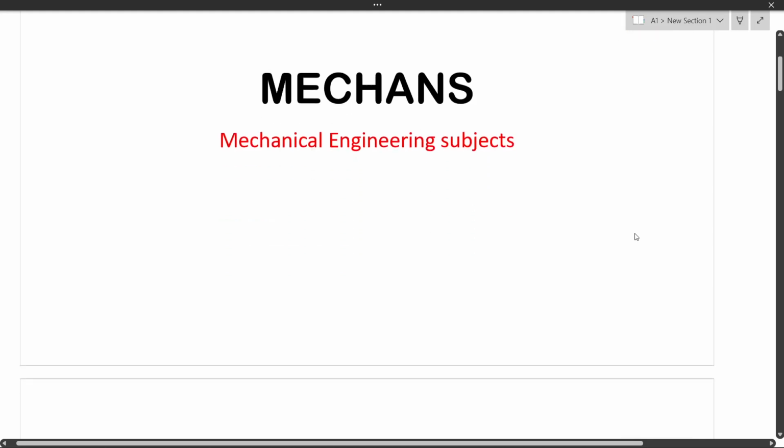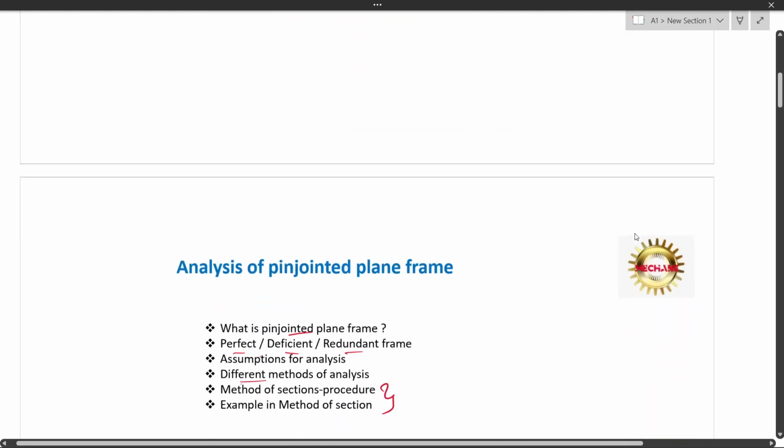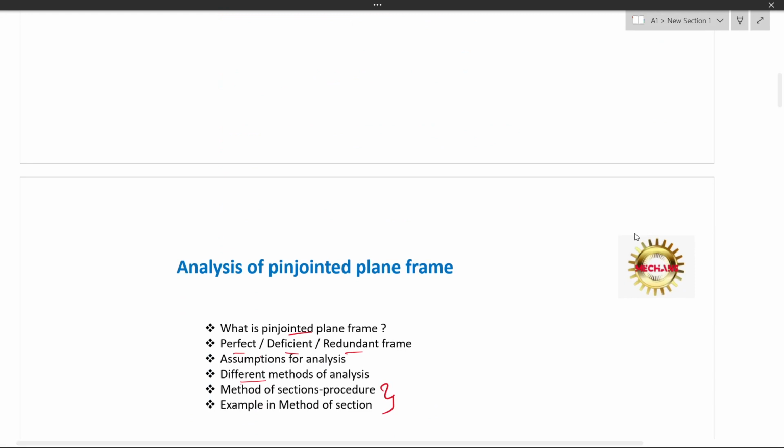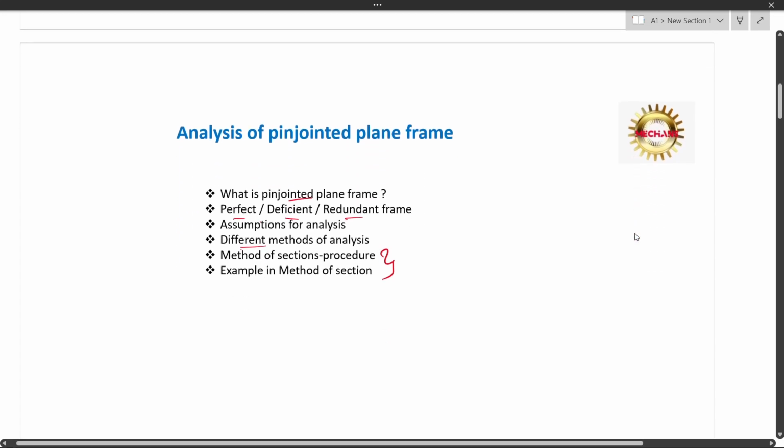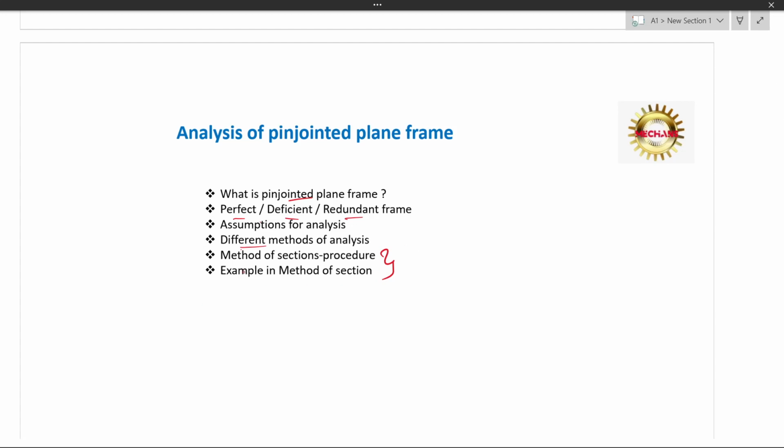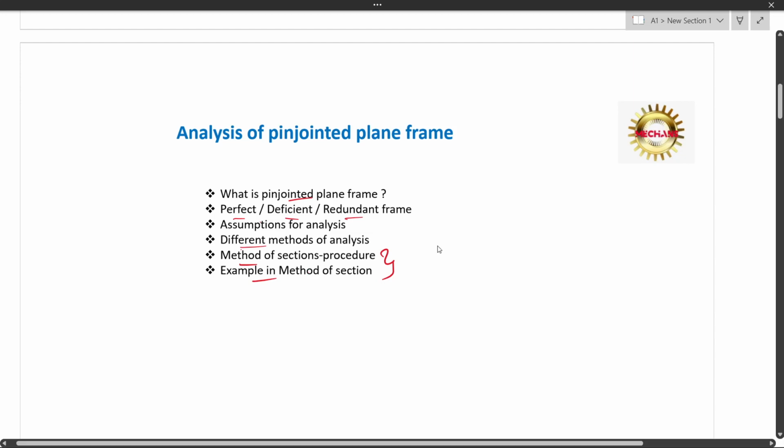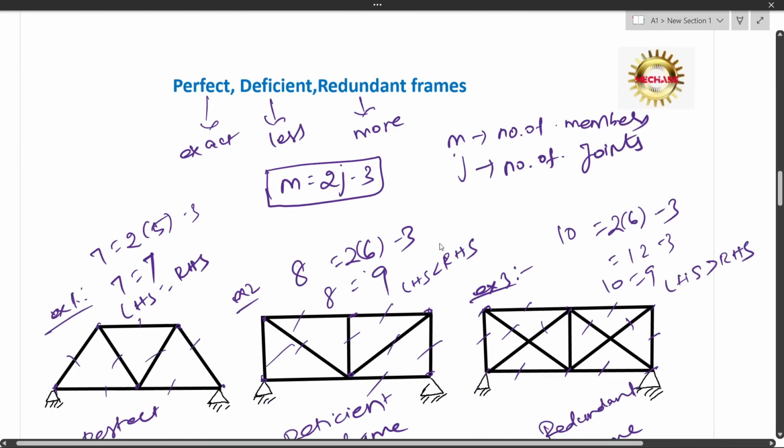Hello all, welcome back. In the last video, we learned what a pin jointed plane frame is, perfect, deficient, and redundant frame conditions, the assumptions we take while we analyze a frame, and different methods of analysis of a frame. So in this video, we are going to study the method of sections procedure and one example on that so you could understand clearly.